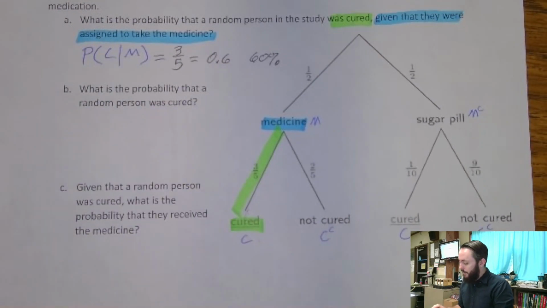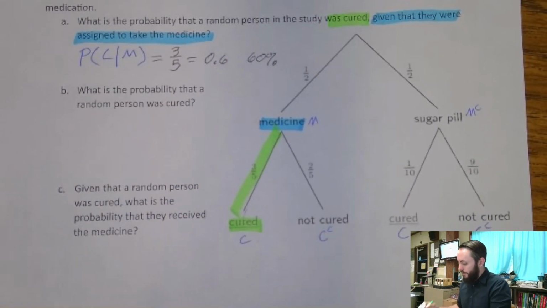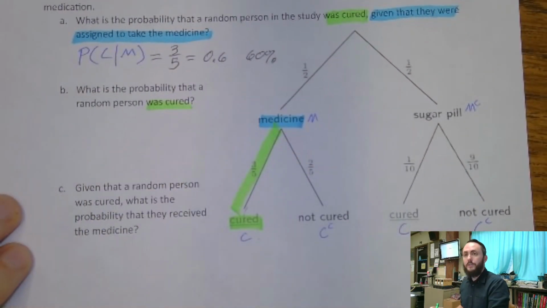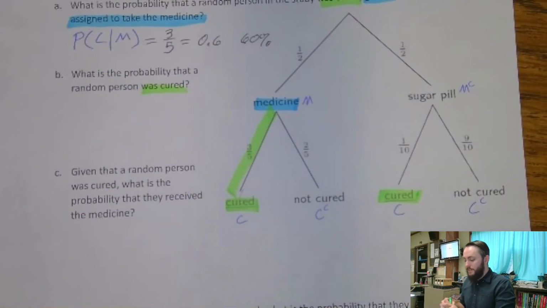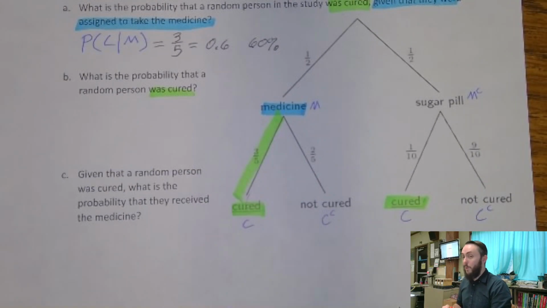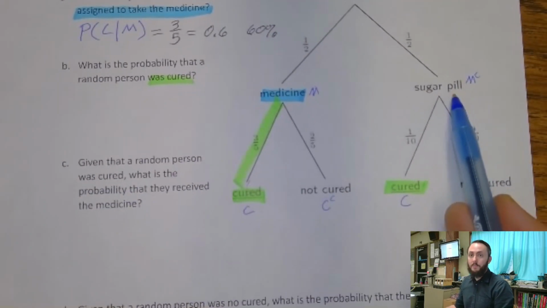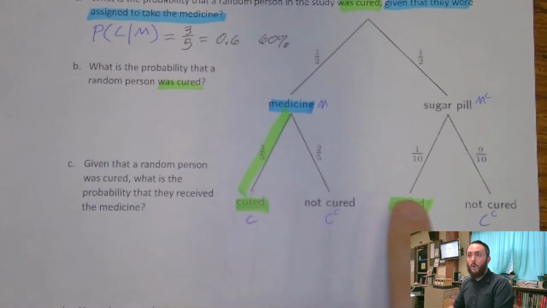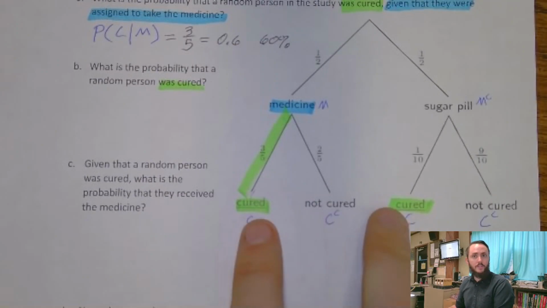Next, what is the probability that a random person was cured? So the only thing that we are looking at is just being cured. Now we have two ways of doing that. We could have the medicine, or we could have not medicine. We could have the sugar pill, the placebo. So in order to add these together, we said or, and or refers to addition. We could be this cured, or we could be this cured. Two different types of cures.